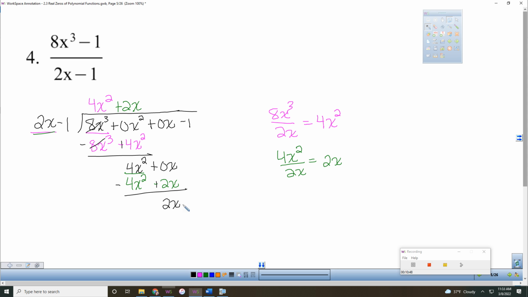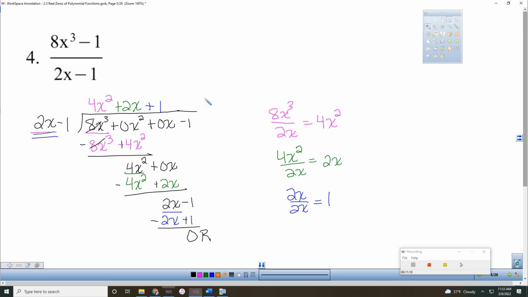And then I'm going to drop the minus 1 and divide again. 2x divided by 2x is equal to 1. So plus 1. And then multiply 1 times 2x is 2x. 1 times negative 1 is negative 1. Subtract. And I get a remainder of 0.